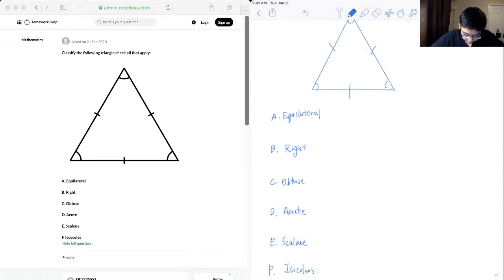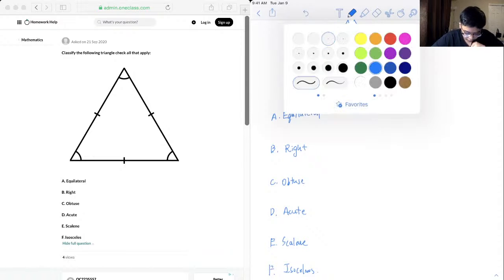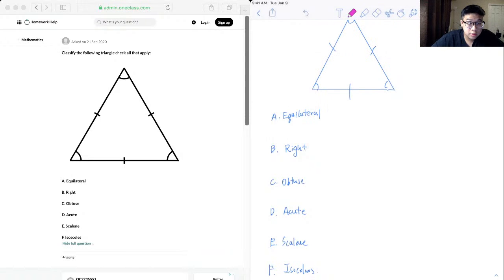So let's go through each. From the figure, we can see that all three sides of the triangle have the same length, and all three of its angles are equal. So first, it follows the rules of equilateral. Okay, so check A.